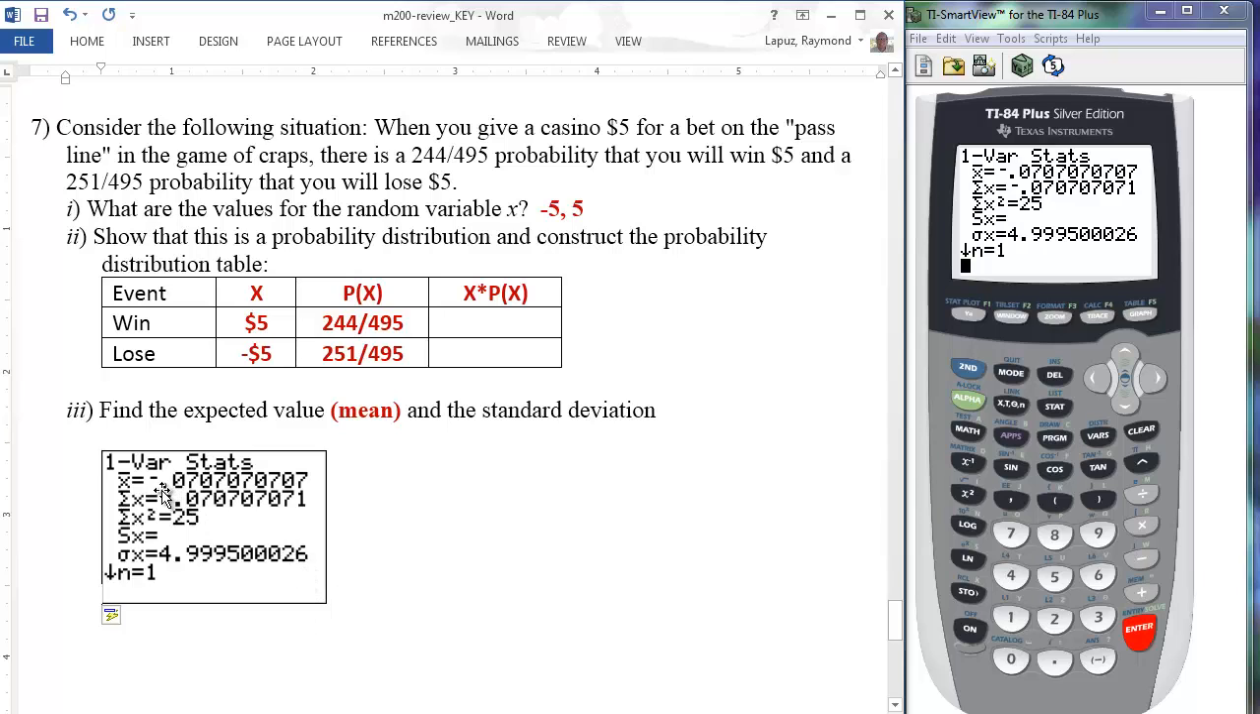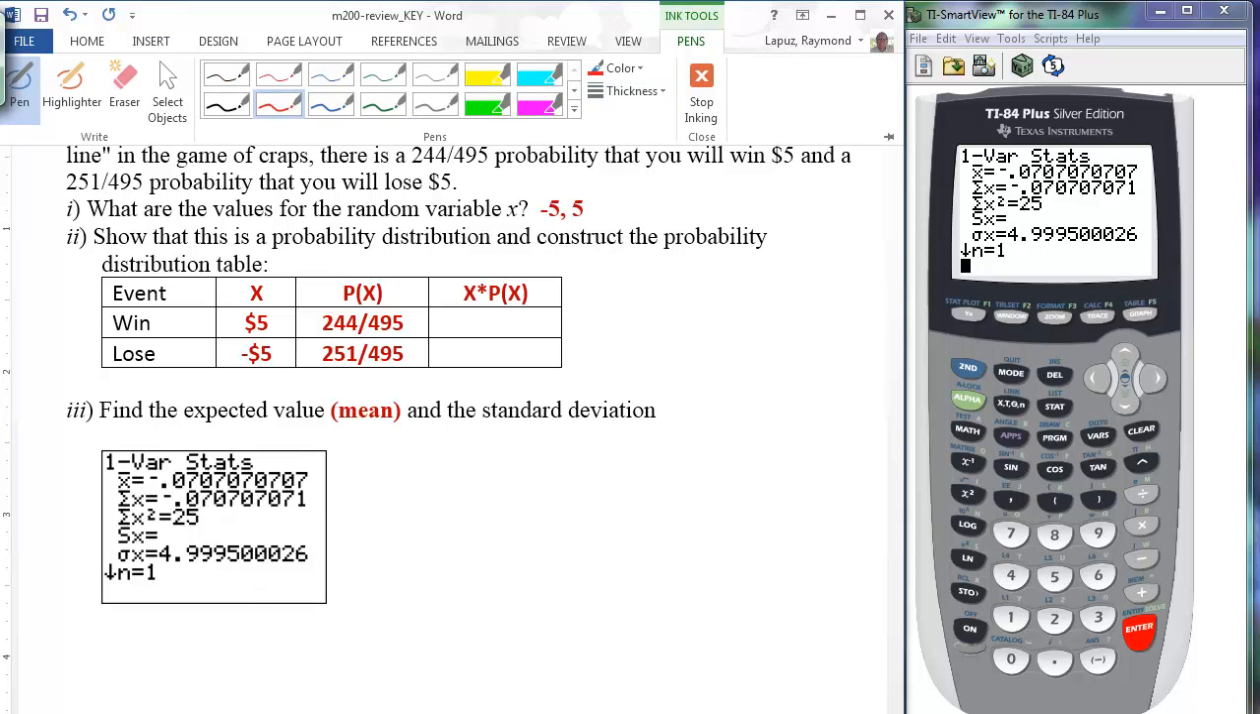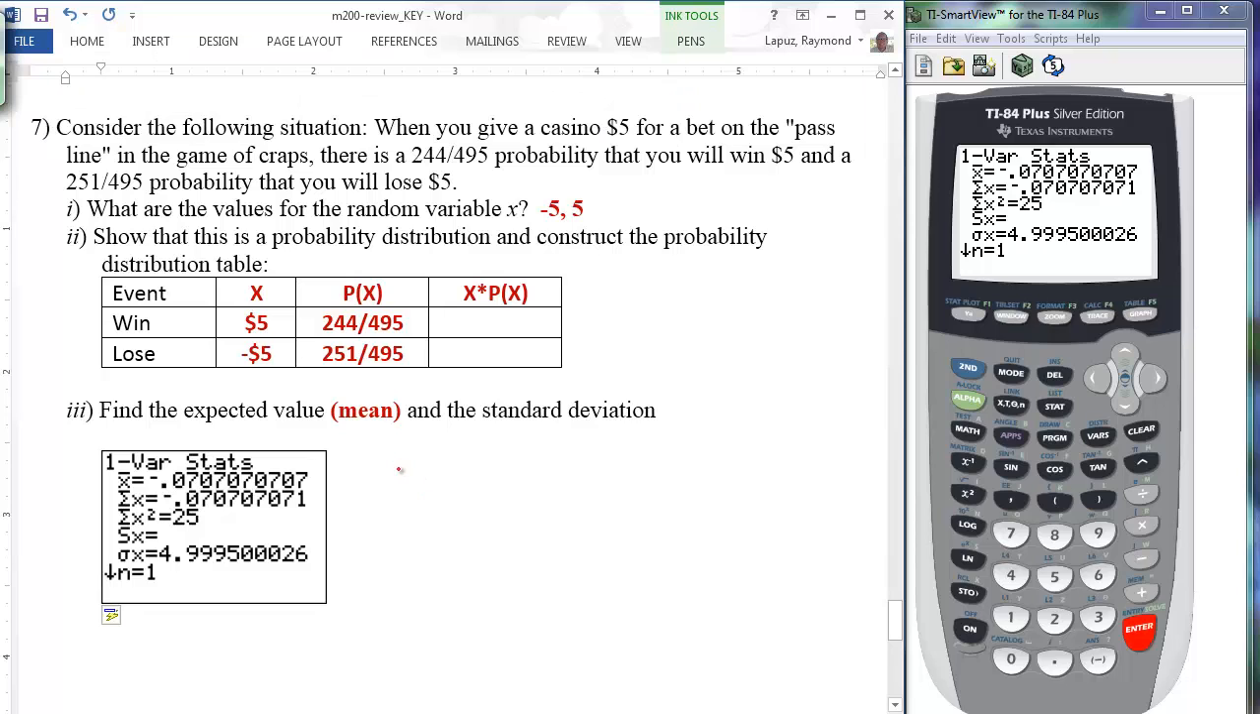So the mean is going to be negative 0.07 in terms of dollars. It looks like you're losing about 7 cents per game that you play. And then your standard deviation is 4.999. So it looks like it's a pretty big standard deviation considering.